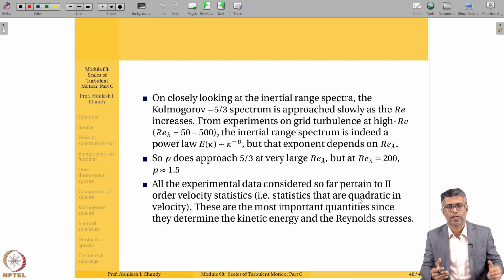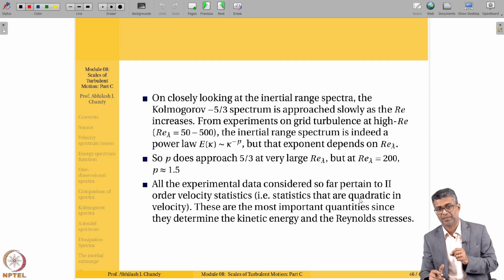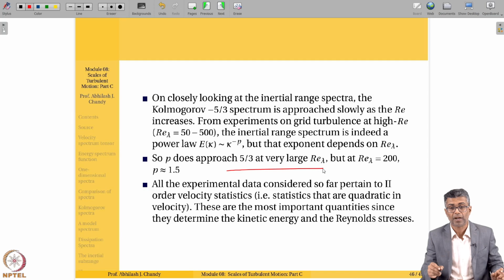On closely looking at the inertial subrange spectra, the Kolmogorov minus 5/3 spectrum is slowly approached as RE increases. From experiments on grid turbulence, the inertial range spectrum is indeed a power law, but that exponent depends on R lambda. So p does approach 5/3 at very large R lambda, but at R lambda equal to 200, for instance, p is 1.5, right?